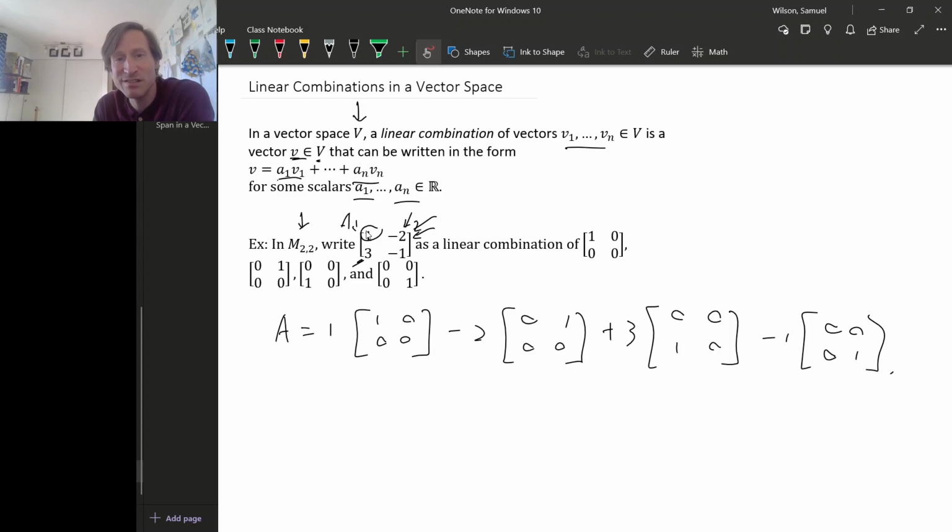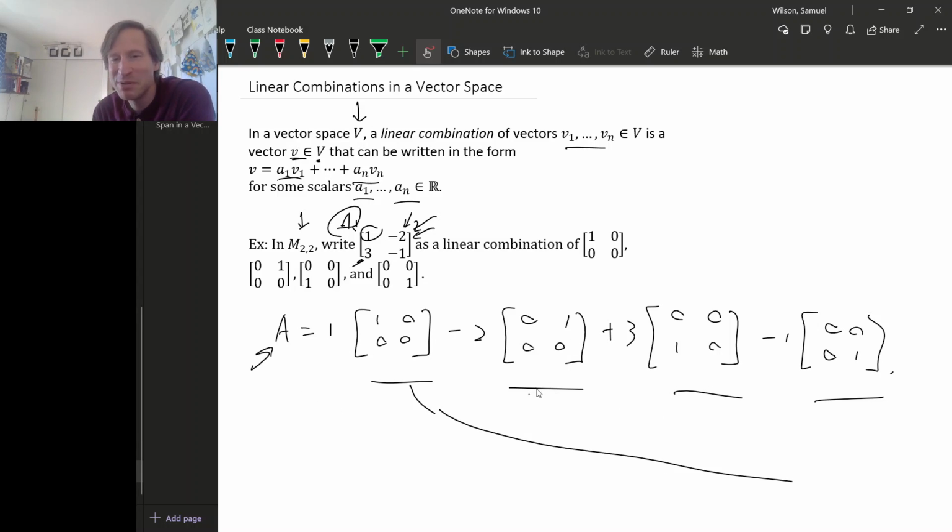Okay, so this displays this matrix A as a linear combination of these four other matrices. You can see what's really happening here is that these four matrices, I mean, we could do this for any matrix on the left-hand side. So what's really happening here is that these four matrices span the vector space M22, right? In fact, they're a basis.